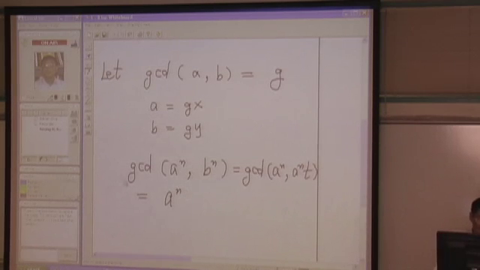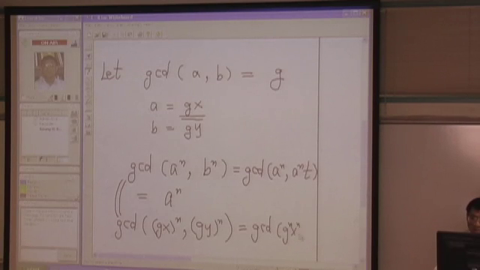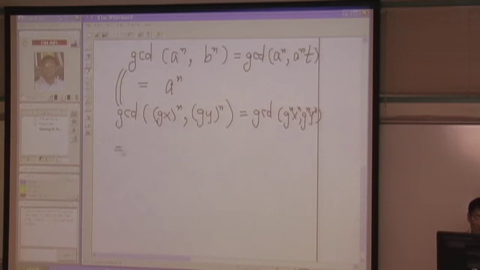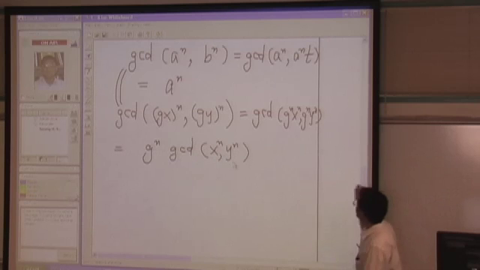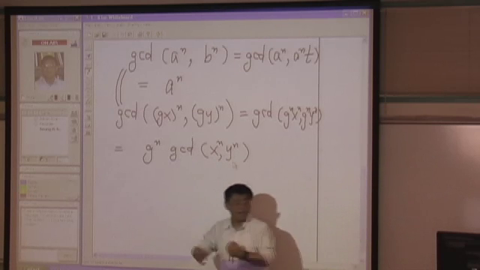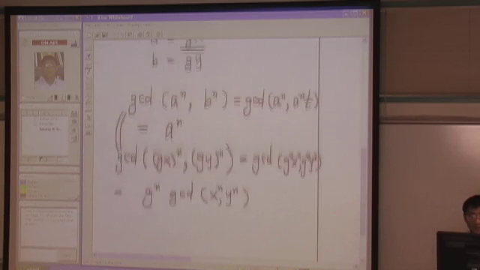Now let's write the GCD in a different pattern. GCD of a to the power of n and b to the power of n can be rewritten using this fact. A to the power of n is gx to the power of n, and b to the power of n is gy to the power of n, and then it is GCD of g to the power of n x to the power of n, g to the power of n y to the power of n, and we can factor out the common factor, g to the power of n, giving GCD of x to the power of n and y to the power of n. Do you follow me? We can extract the common factor out in a GCD calculation.